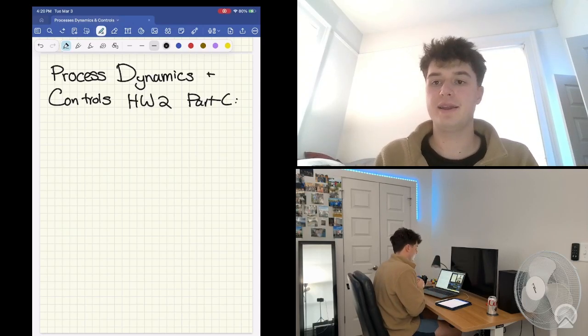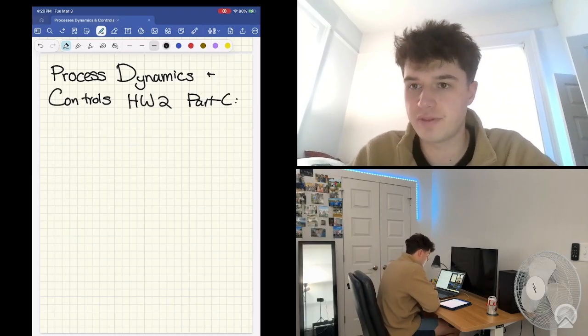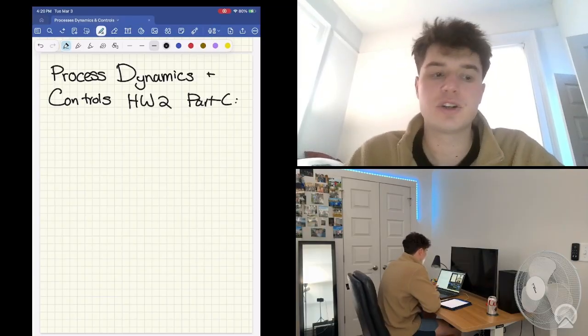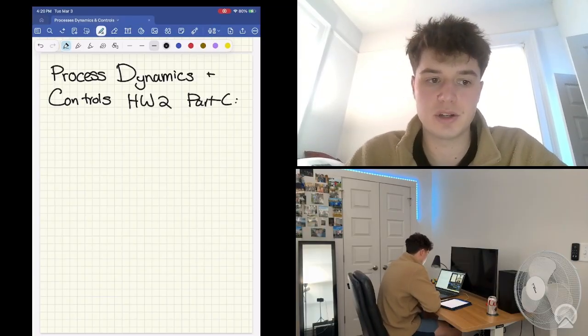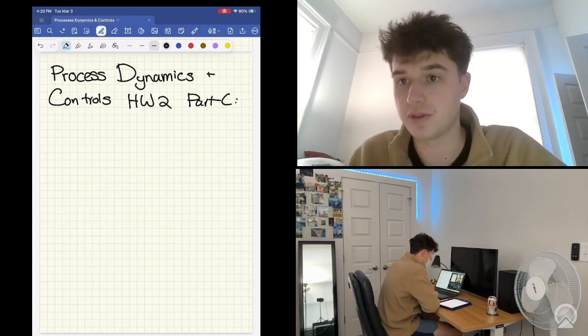So today, in this Part C of Homework 2 for Process Dynamics and Controls, we have 4 things on our to-do list. First, we will derive the time-dependent heat diffusion equation for a uniform linear bar assuming constant thermal diffusivity.